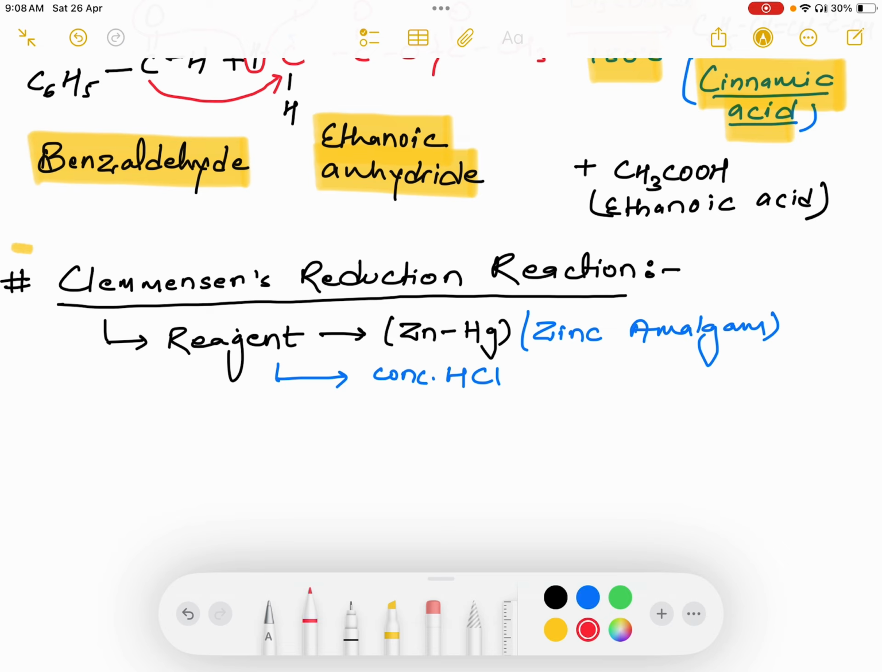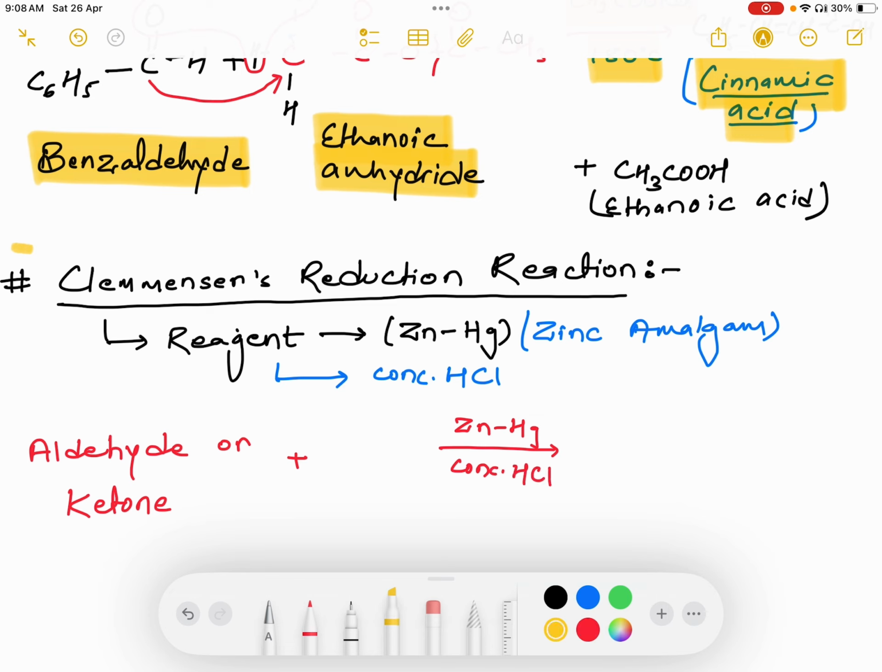So what do you need exactly? You need either aldehyde or ketone, and you need to treat it with zinc amalgam, ZnHg, in the presence of conc HCl. So what type of agent is it? It's used as a reducing agent. You might be knowing that. Reducing agent means addition of hydrogen or removal of oxygen. So what will happen?